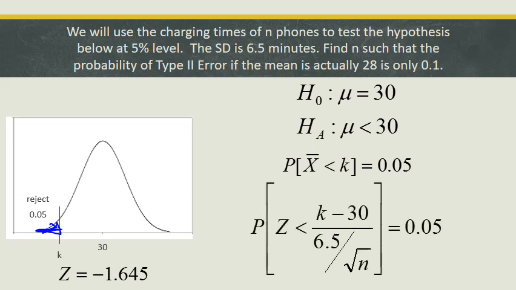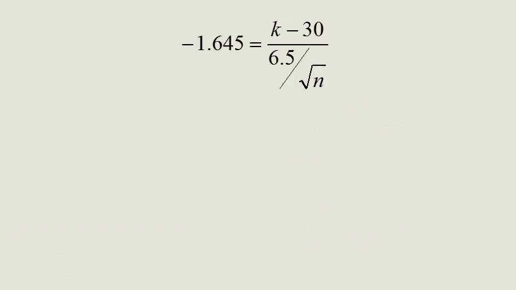Create z by subtracting the mean from the null hypothesis and dividing by the SD and set it equal to negative 1.645. Solving for k, we get this expression. It doesn't have a closed solution since we don't know n yet, but that's okay. We'll just set this aside for now and come back to it later.